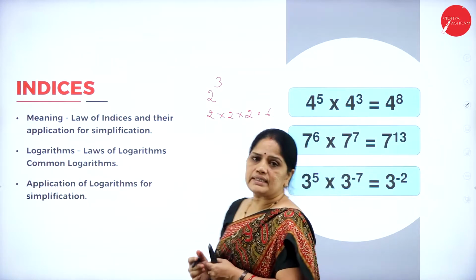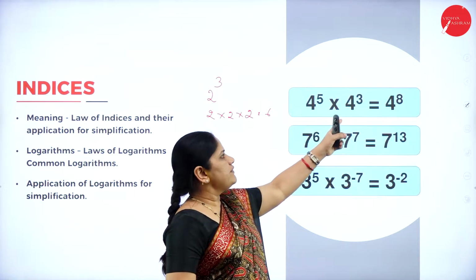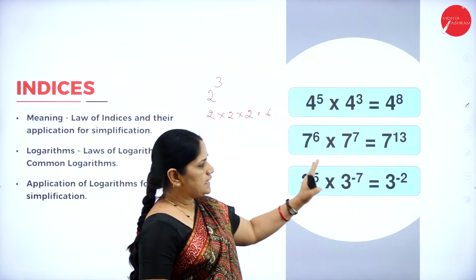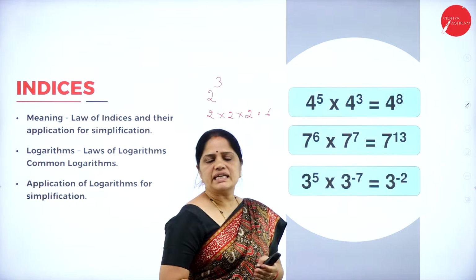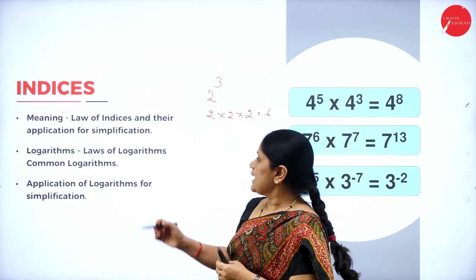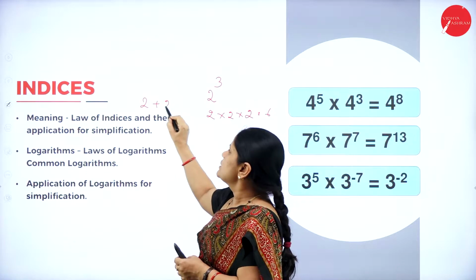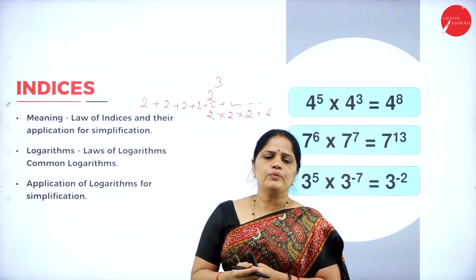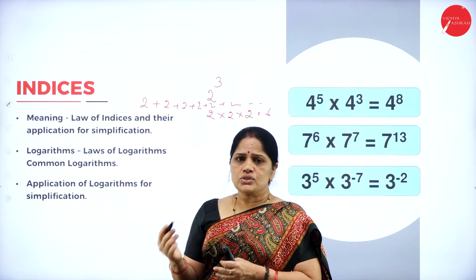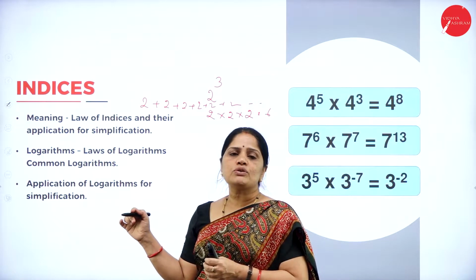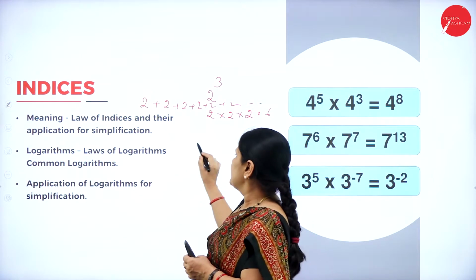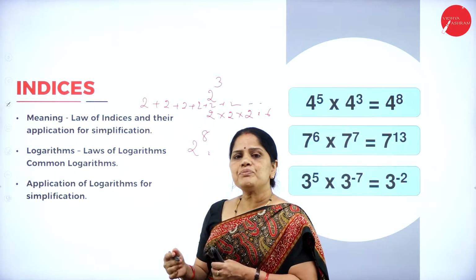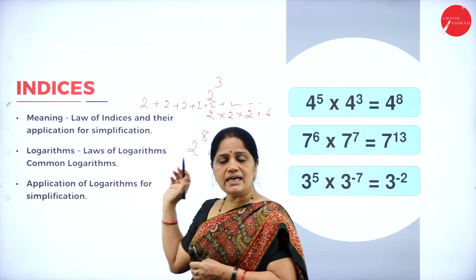Here in this slide you have 4 to the power 5 into 4 to the power 8. This is something which you will be learning in this chapter, indices. Suppose I ask you to add 2 plus 2 plus 2, 8 times. You will have to keep on adding 2 every time. Instead of that, if I tell you to write 2 to the power of 8, you will have to multiply 2 eight times, then you will get the answer.